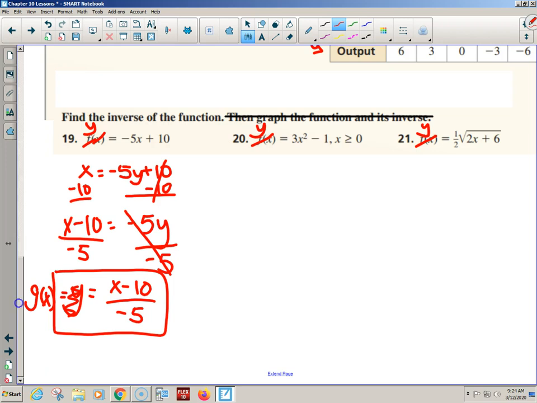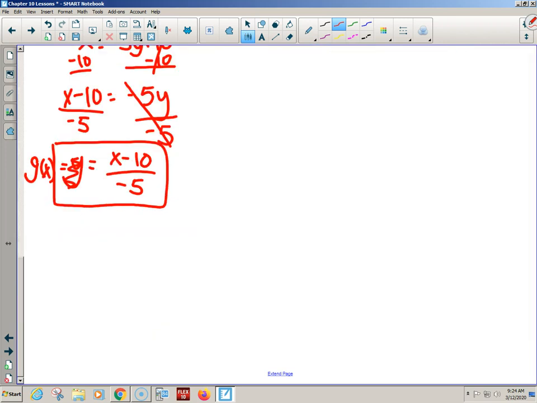But for those of you that were trying to make it super snazzy like the back of the book, there are other ways of writing it. You could have brought that, bless you, that negative up.